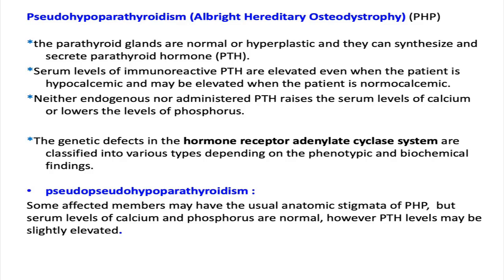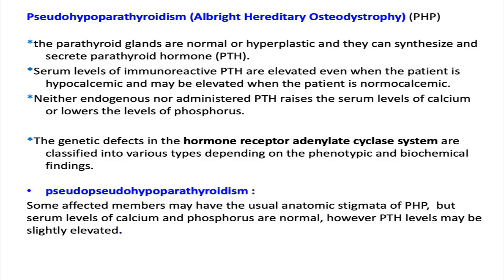There is what is called pseudo-hypoparathyroidism, Albright hereditary osteodystrophy, in which the parathyroid glands are normal or hyperplastic and they can synthesize and secrete parathyroid hormone. Serum levels of immunoreactive parathyroid hormone are elevated even when the patient is hypocalcemic, and may be elevated when the patient is normocalcemic. Neither endogenous nor administered parathyroid hormone raises the serum level of calcium or lowers the level of phosphorus.